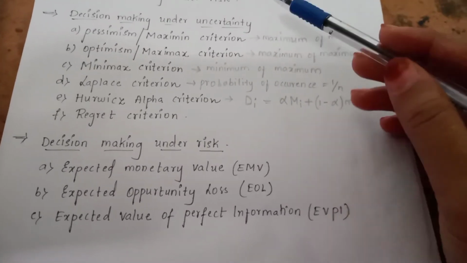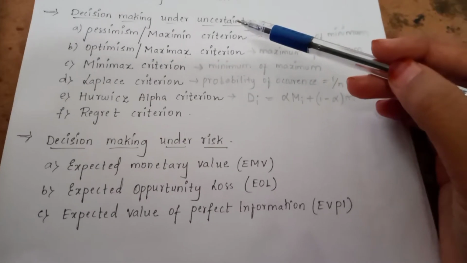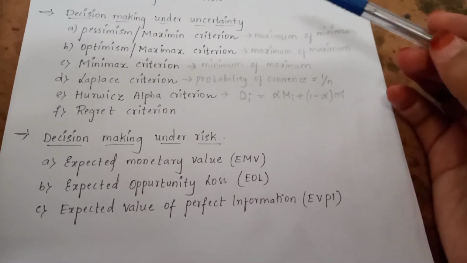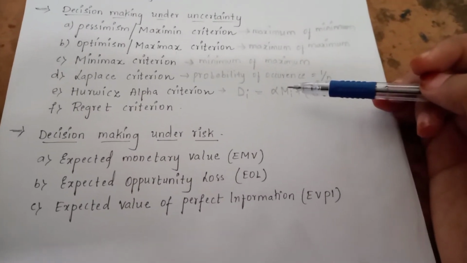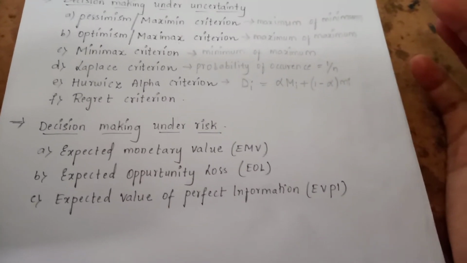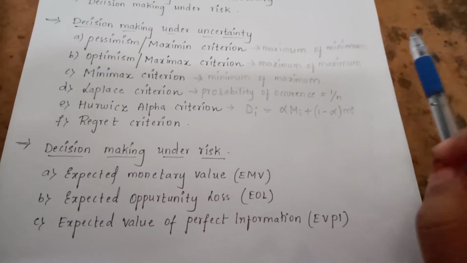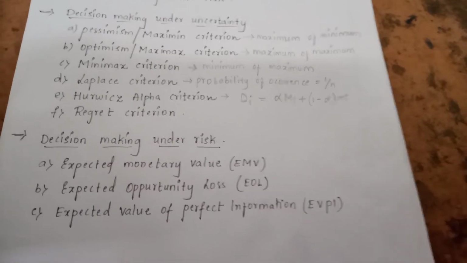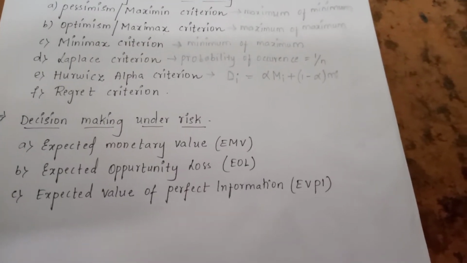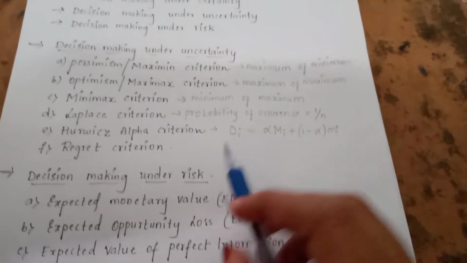It is the combination of 2 criteria, students, that is Maximin criterion and Maximax criterion. In this case, the decision maker's degree of optimism is represented by alpha. The value of alpha varies between 0 and 1. Here, if alpha is equal to 0, it denotes total pessimism, and if alpha is equal to 1, it denotes total optimism. So here we have to find the decision index by applying this formula.